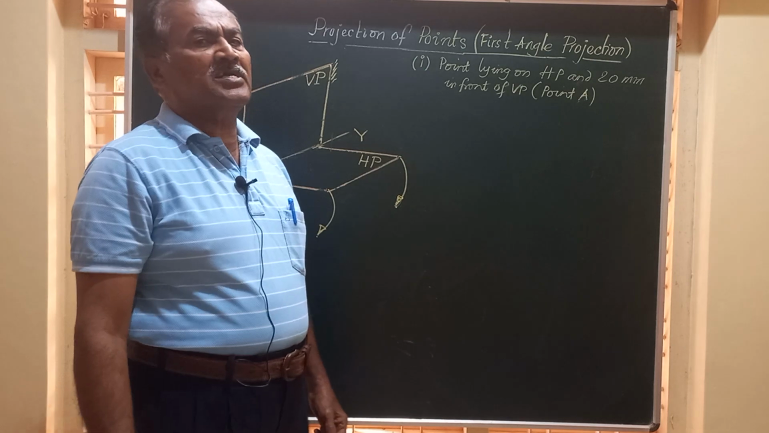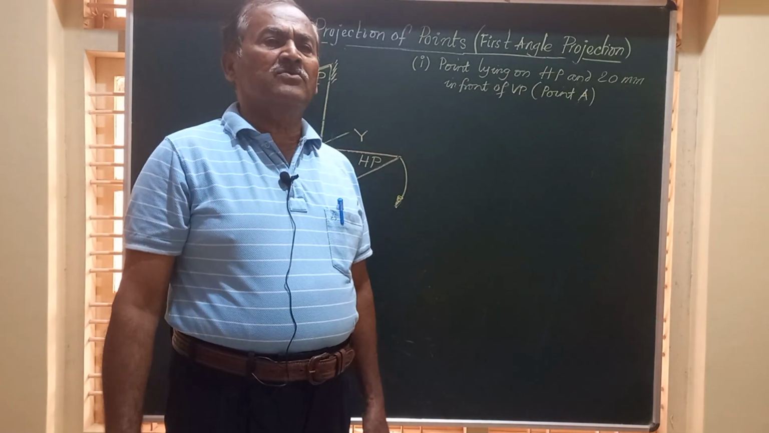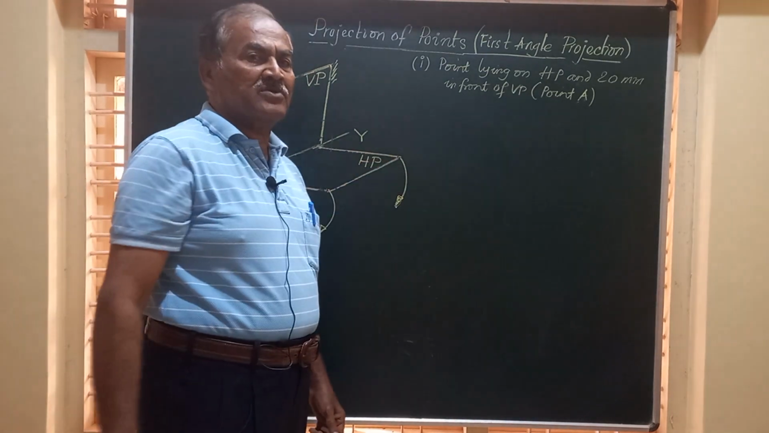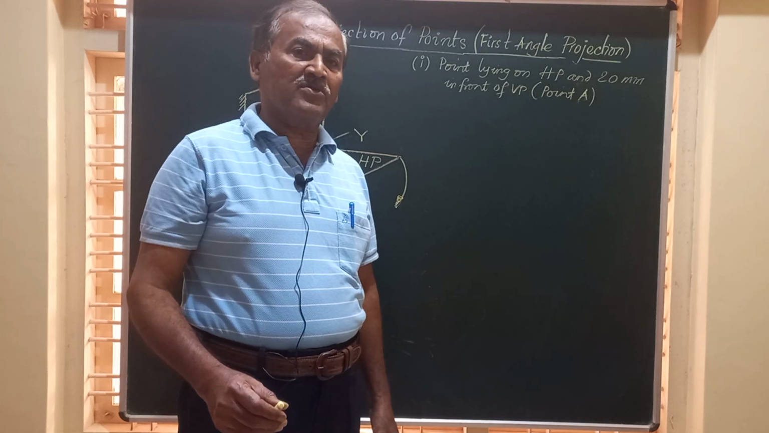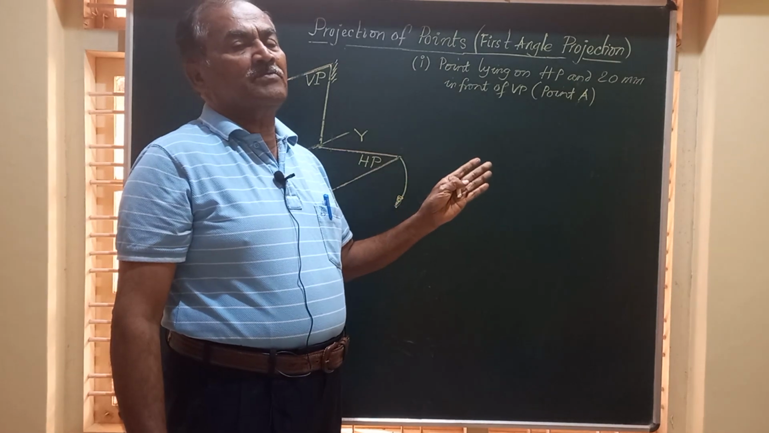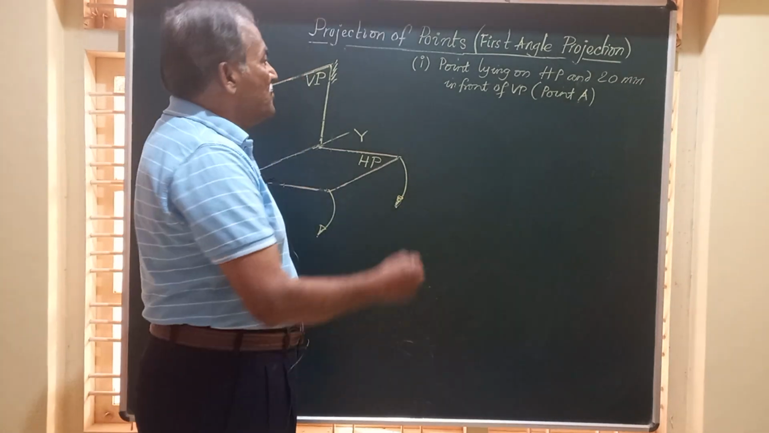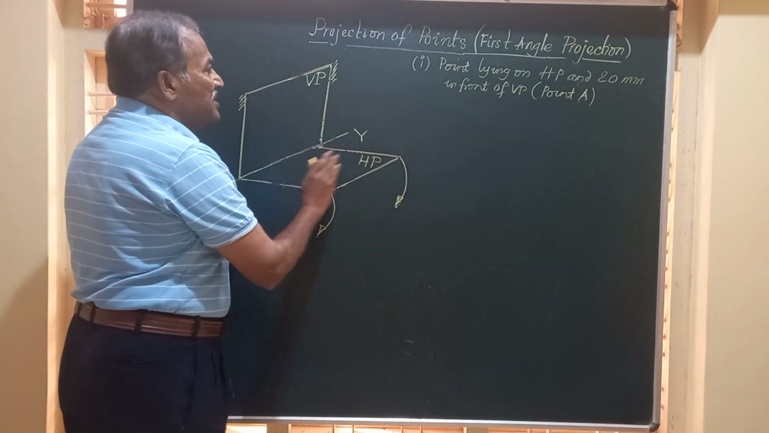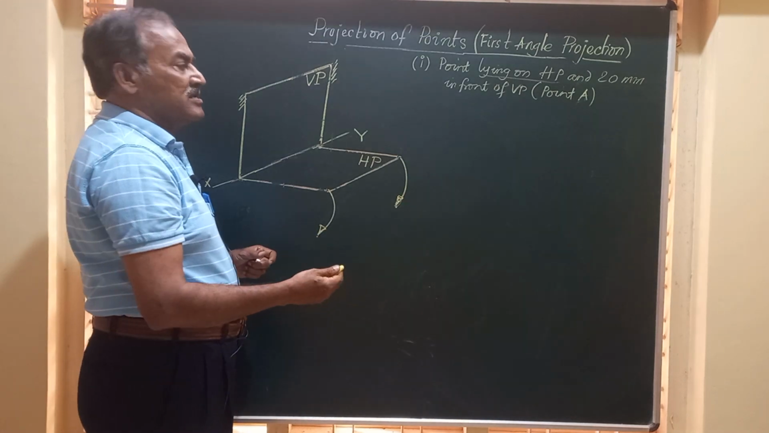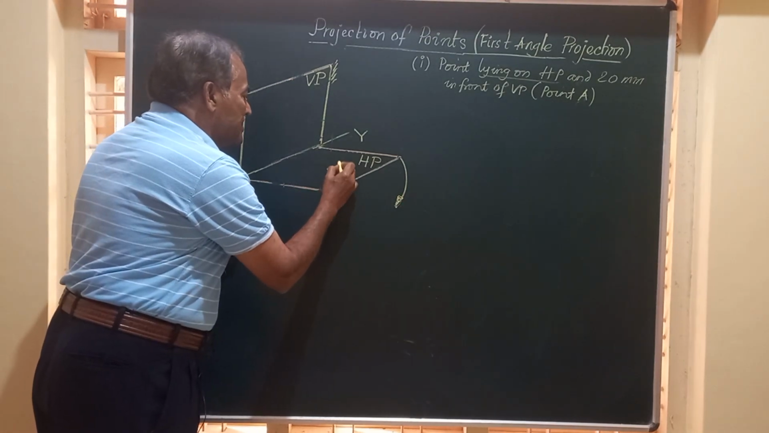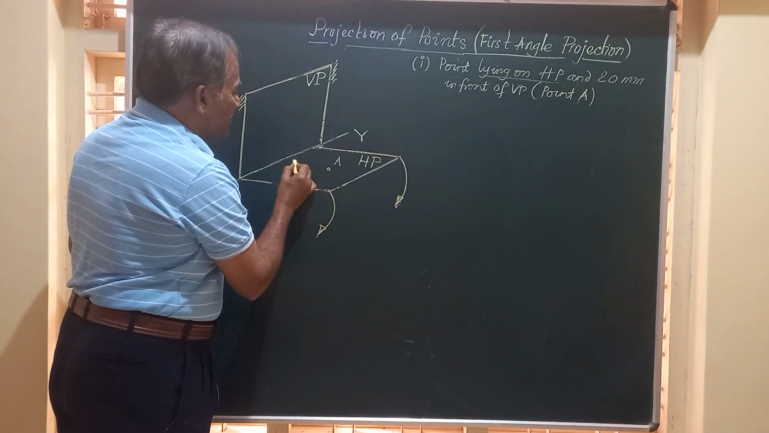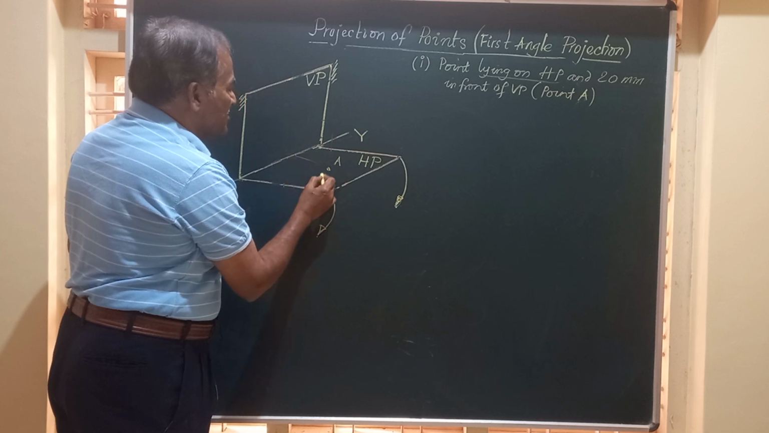See friends, in engineering drawing or graphics, visualization is very important. Since this is the prerequisite to study the projection of lines, planes, etc., we should have a clear concept about the point lying in the first quadrant. So there is a point A, and it is lying on HP. HP is horizontal plane. And here I have a point A which is 20 mm in front of VP. So from here to here, the distance is 20.